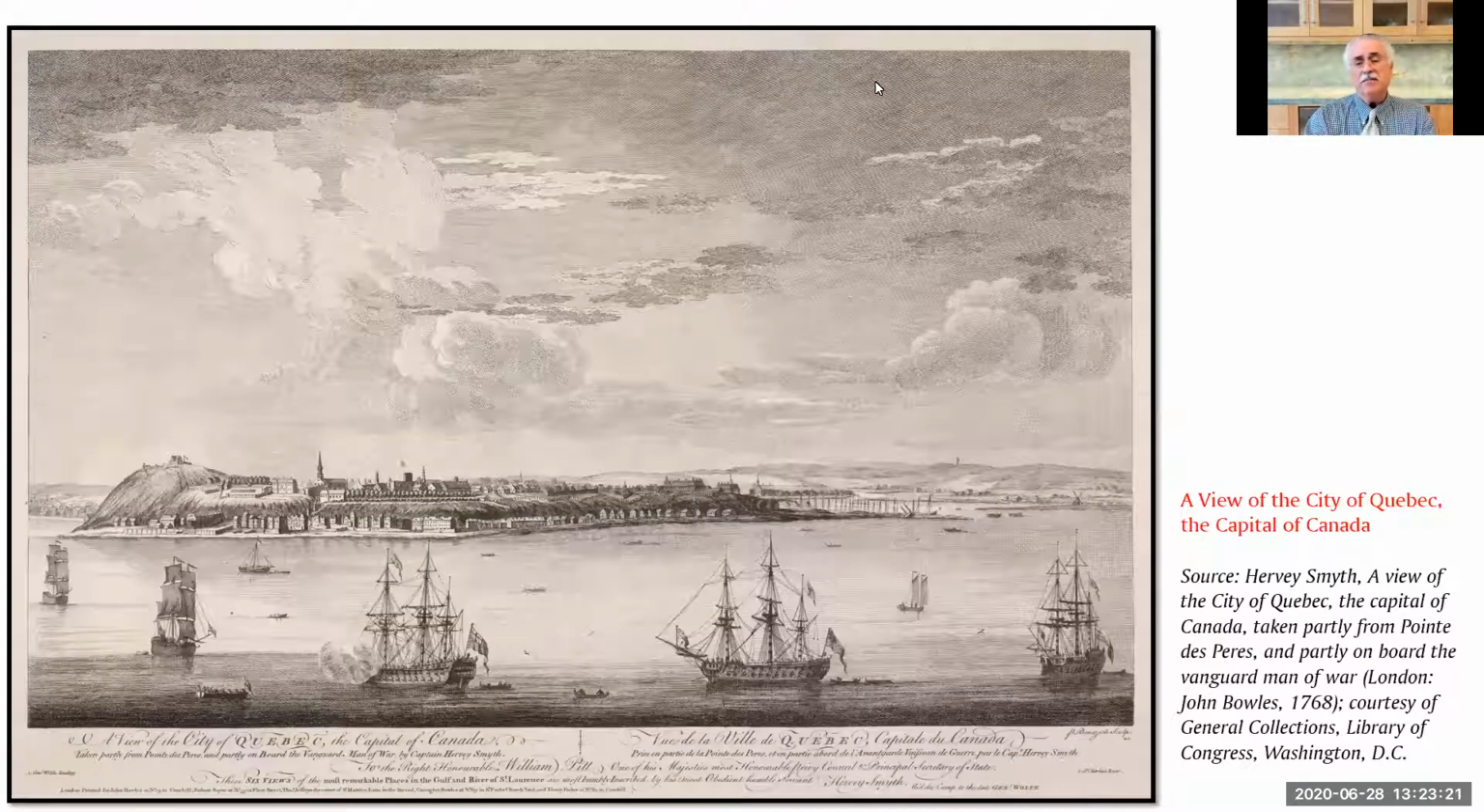This is a map that shows Quebec, Canada today. Well, it doesn't show it today. It shows it back in about 1768. But you can see Quebec there in the background with ships in the harbor, one of the world's most beautiful cities.